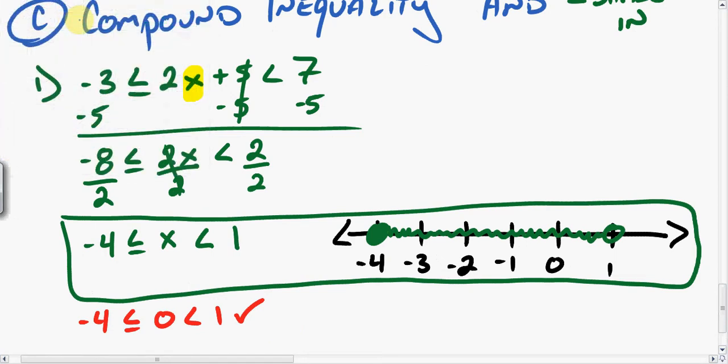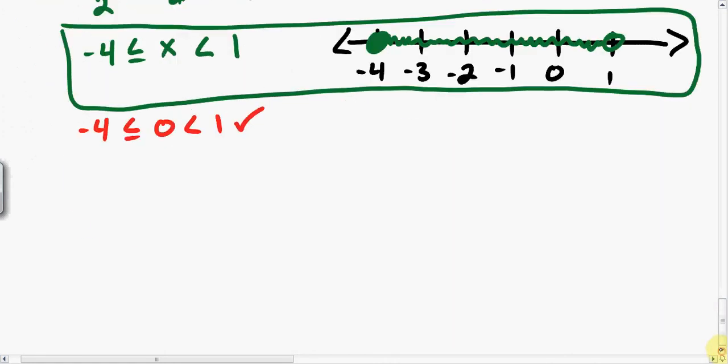Next, we're going to go on to letter D, which is also a compound inequality.